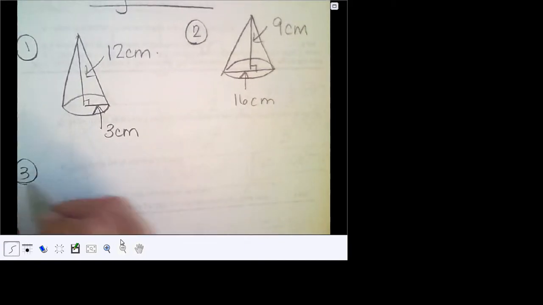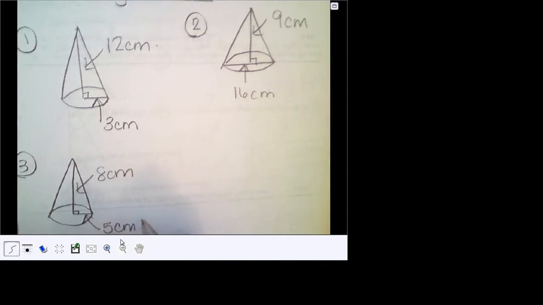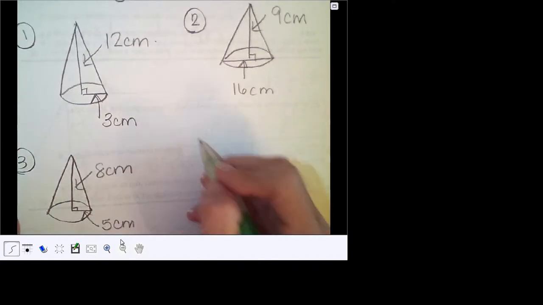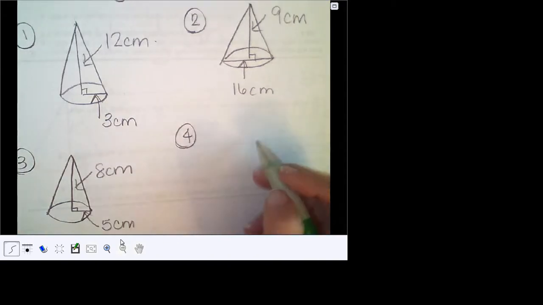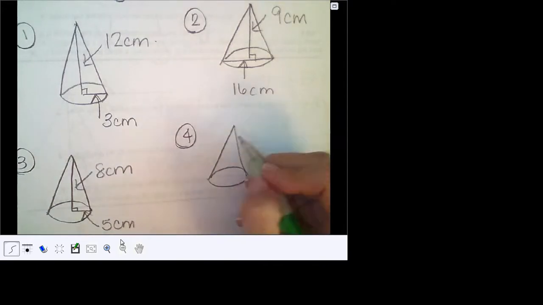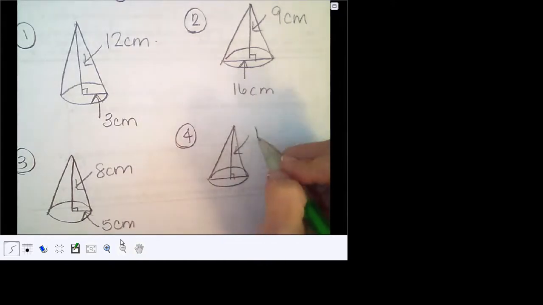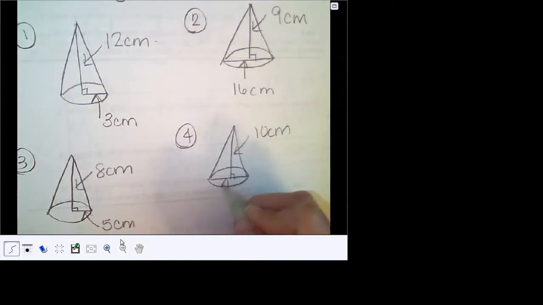Number 3. Your height is 8 centimeters, and your radius is 5 centimeters. And number 4. Your height is 10 centimeters, and your diameter is 8 centimeters.